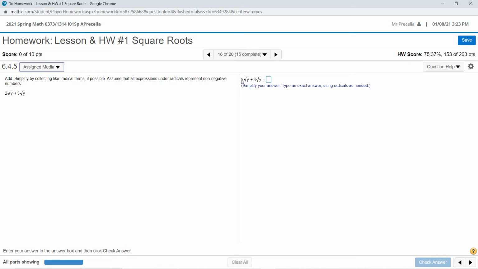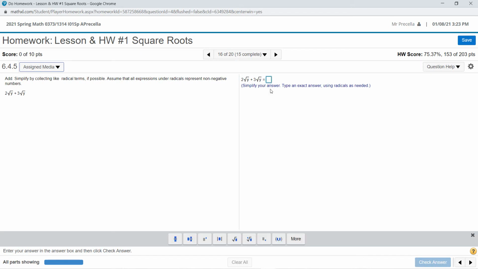But, okay, 2 square root of y plus 3 square root of y. You just add the numbers in front of the square roots. That's a 5 square root of y. Now, if it had been x on the first one and y here, you couldn't combine them. Okay? You would just have to leave it as it is.